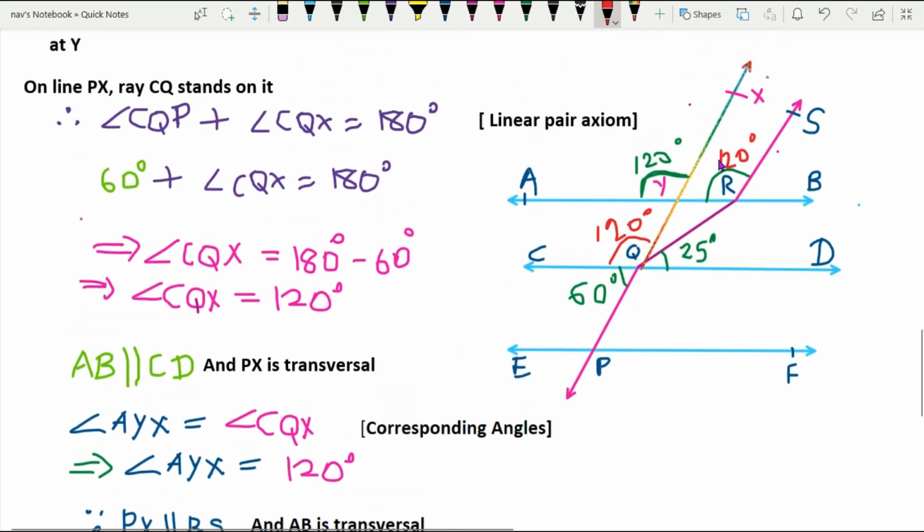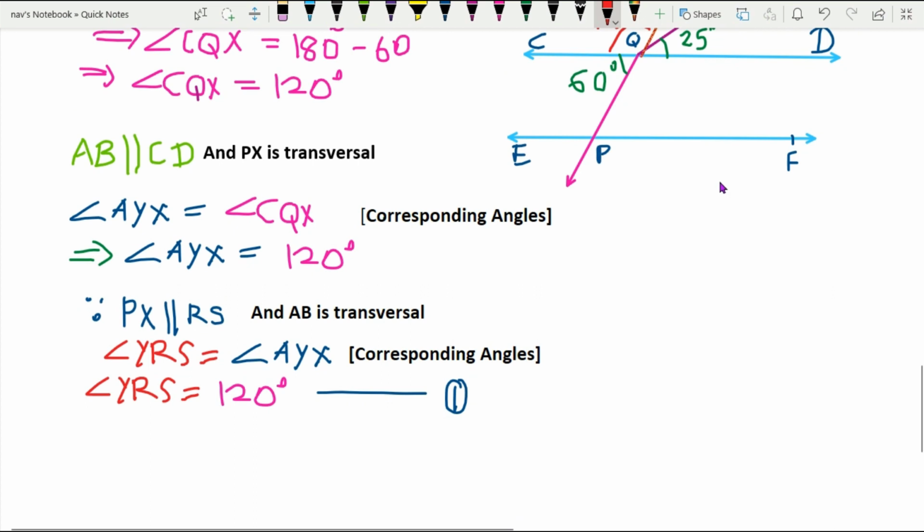What's the reason? Corresponding angles. We took these lines as parallel, PX and RS. They are parallel, they are given in the question, and we took AB as transversal. Now let us denote it as equation 1.